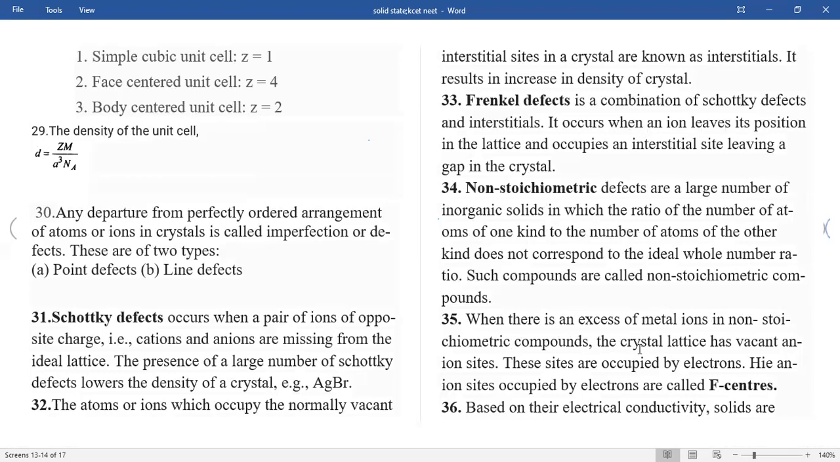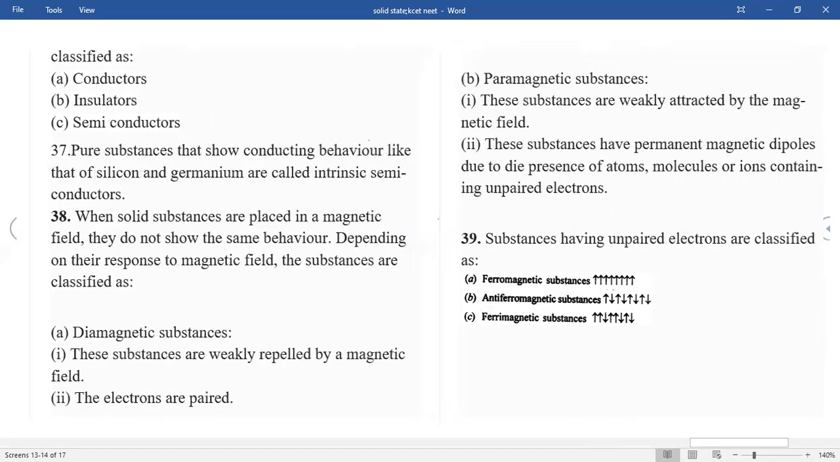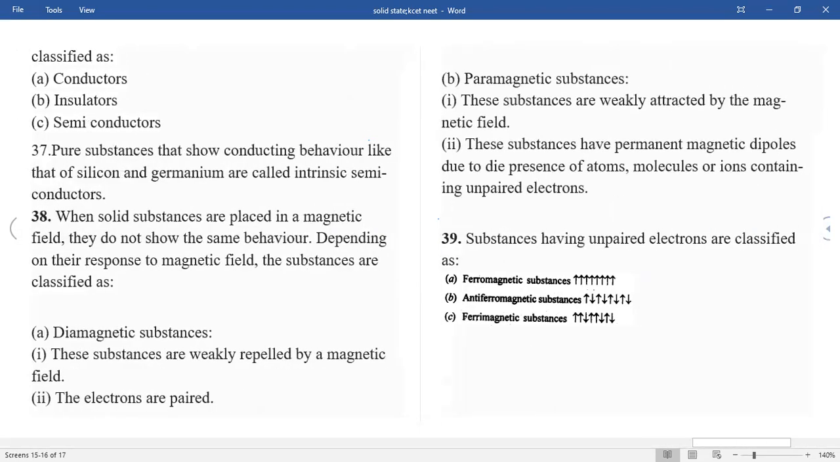Okay, based on their electrical conductivity, solids are classified as conductor, insulator, and semiconductor. Pure substances that show conductivity behavior like that of silicon and germanium are called intrinsic semiconductors. When solid substances are placed in a magnetic field, they do not show the same behavior. Depending on their response to a magnetic field, the substances are classified as diamagnetic, paramagnetic, ferromagnetic, ferrimagnetic, antiferromagnetic.